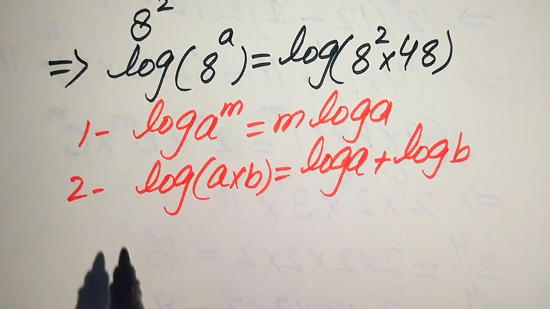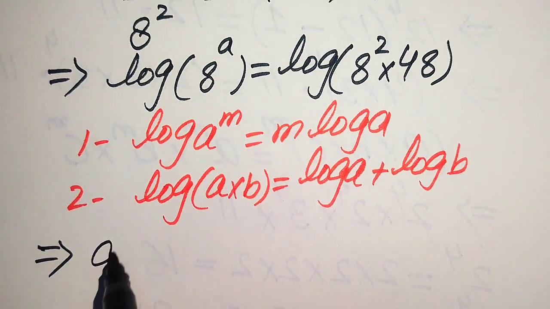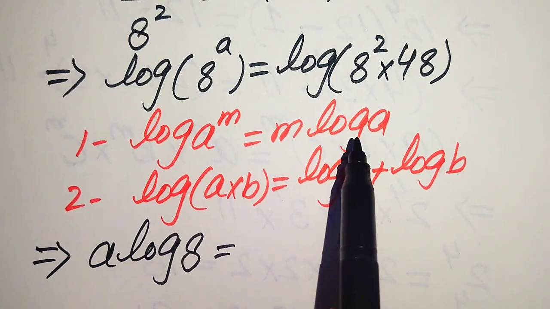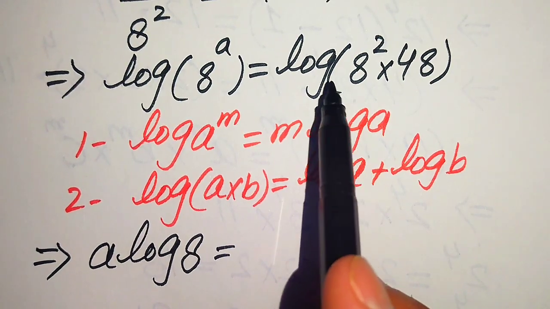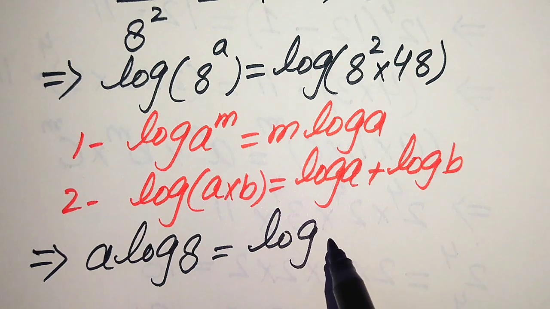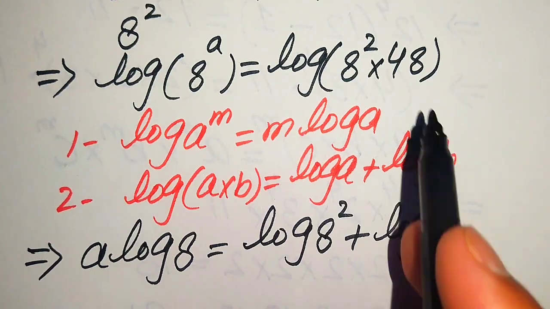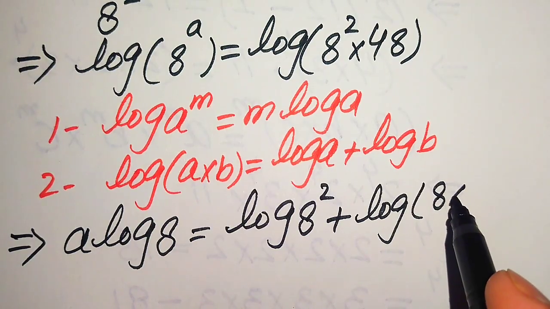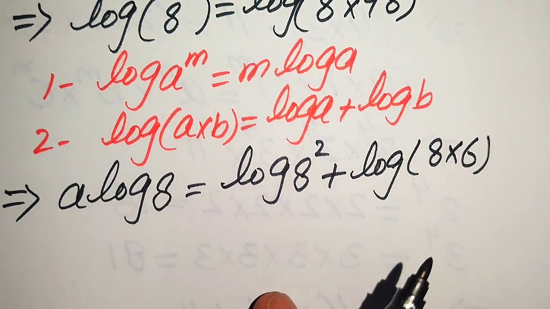First we apply the first property of log on the left hand side. For this we move this a in front of the log, and it becomes a times log 8 equals, and on the right hand side we apply the log on the product of these two terms, and it becomes log of 8 square plus log of, here we can write this 48 as 8 times 6. We know that 8 times 6 becomes 48.